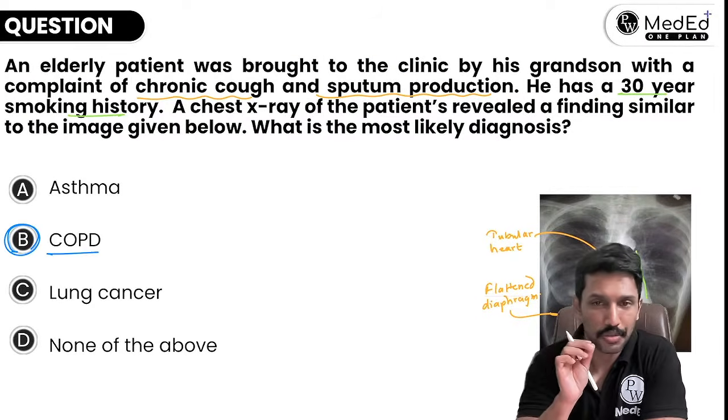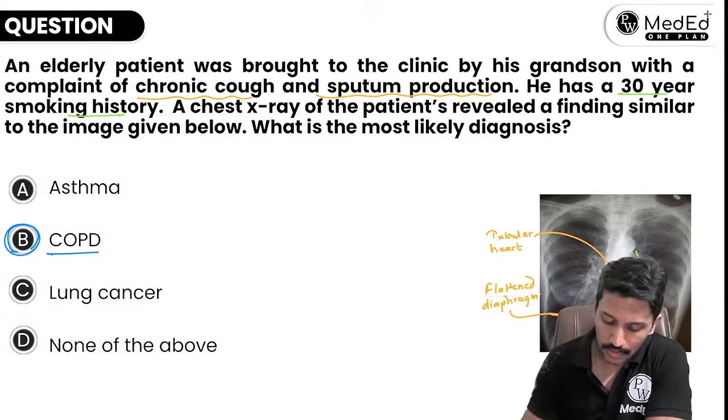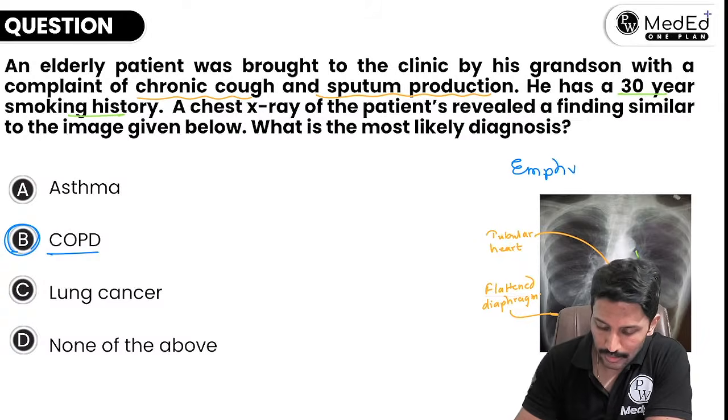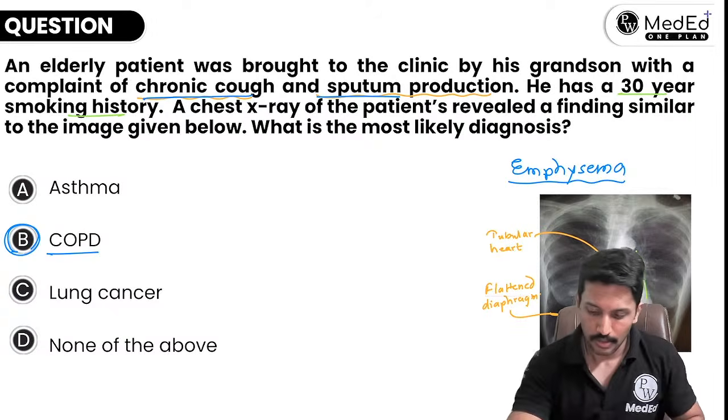And in fact, in this question, we find evidence of two components of COPD. One, X-ray is suggestive of emphysema. On the other hand, the symptoms are also suggestive of chronic bronchitis because there is chronic cough with sputum, right? So just 2 minutes, we will take a look at the subcomponents of COPD.